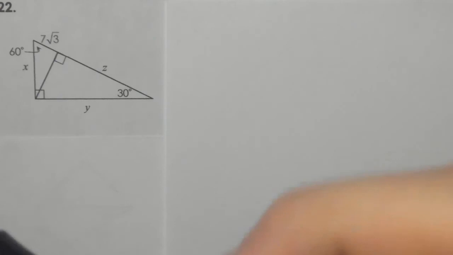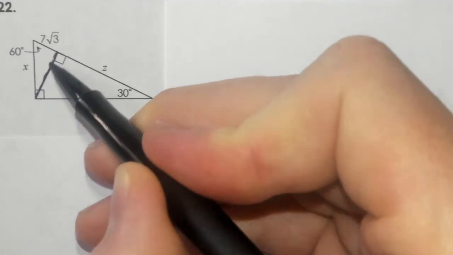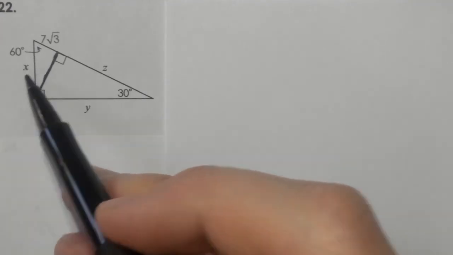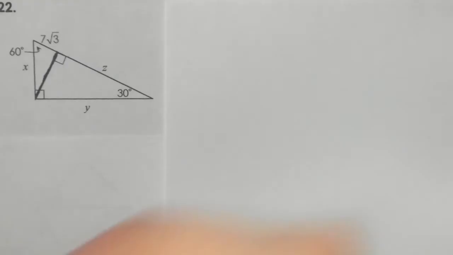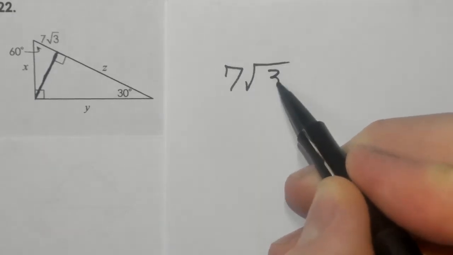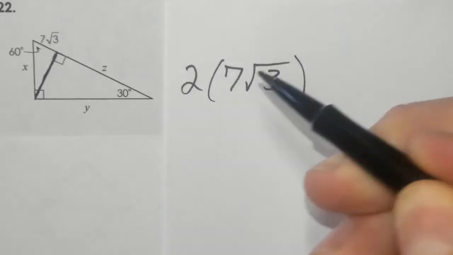Also, just want to point out real quick that these two triangles share a side. The long leg of the little triangle is the short leg of the big triangle. So we'll use that in a second. Now, we are given 7 square root of 3 as the short leg. To find the hypotenuse, which is represented by the x here, we double the short leg. Double the short leg is always the hypotenuse. So if I take 7 square root of 3, which is the short leg, and I just double it, which means multiply it by 2.